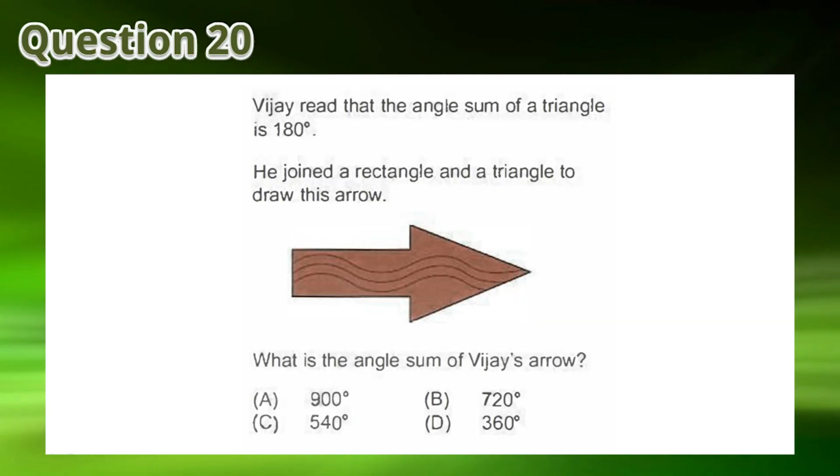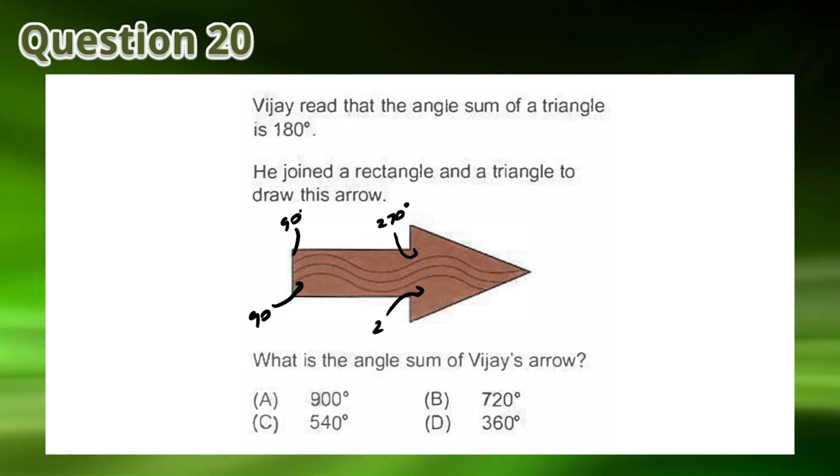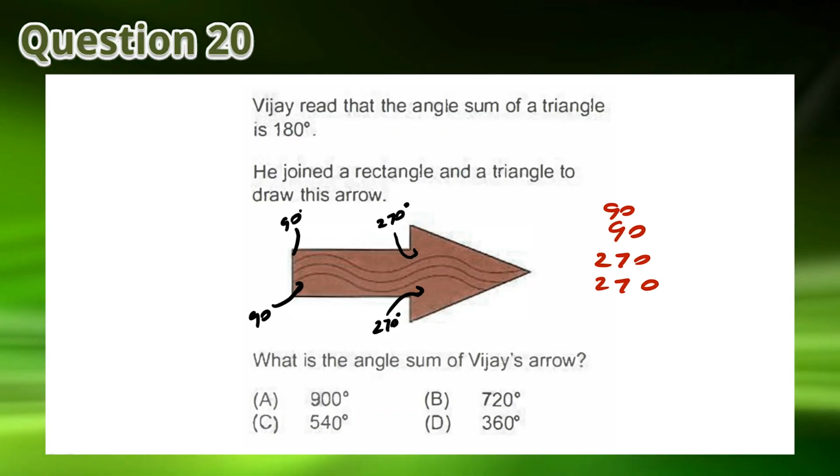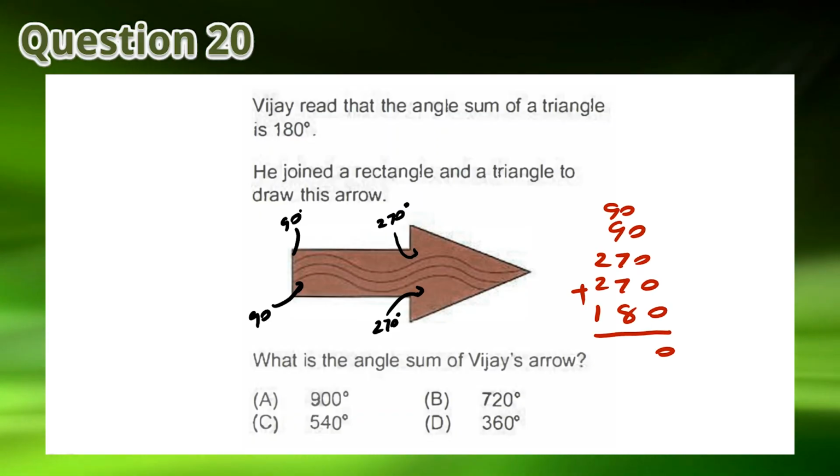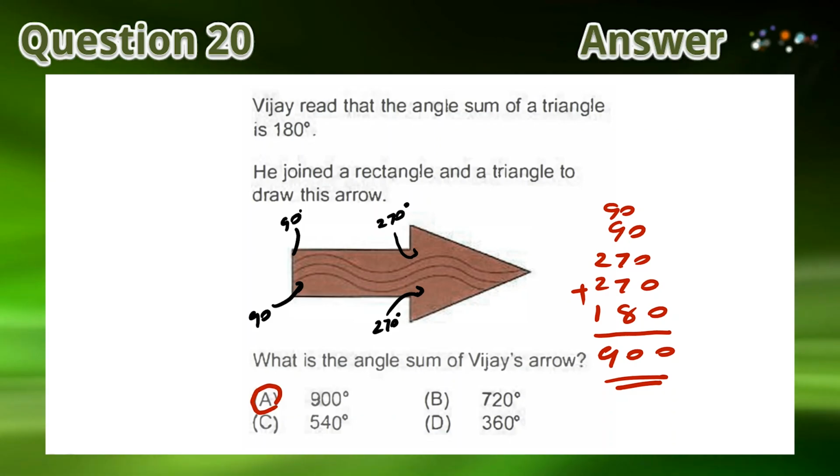The first angle is 90 degrees, the second angle is 90 degrees, and the third and fourth angles are 270 degrees. We know that the angle sum of a triangle is 180 degrees. We can add all these angles up to get an angle sum of 900 degrees. So the answer is A.